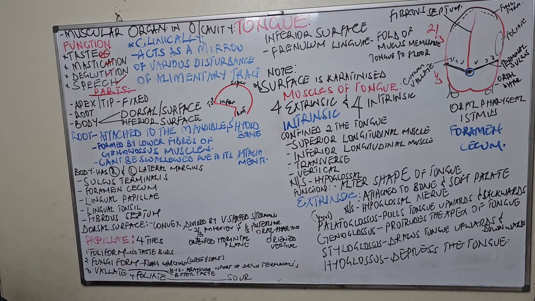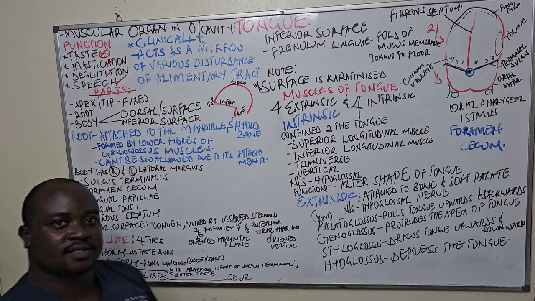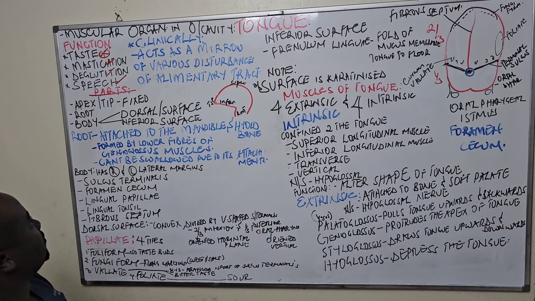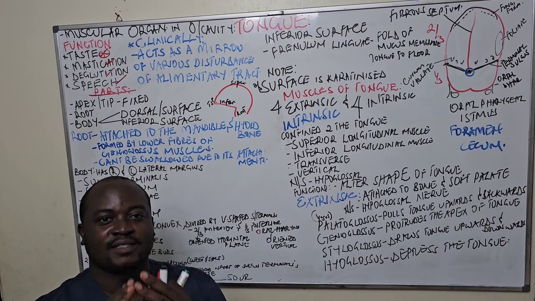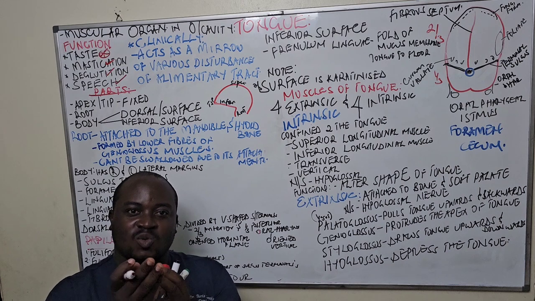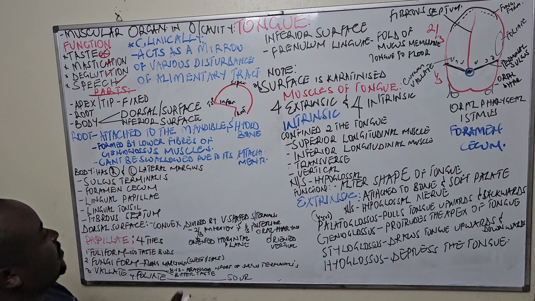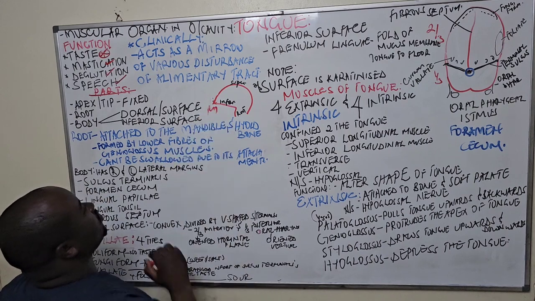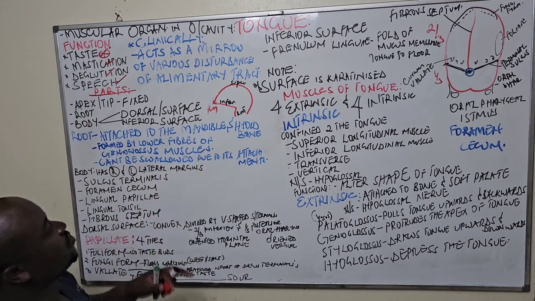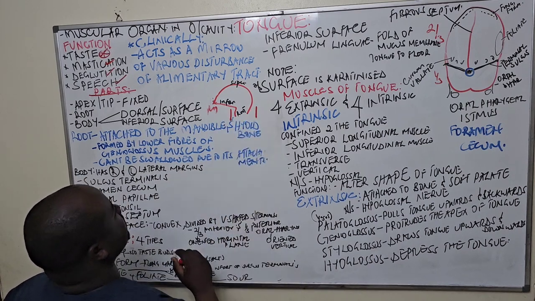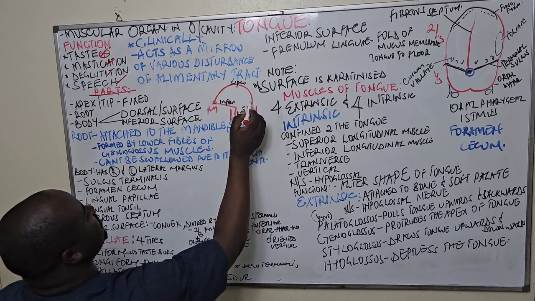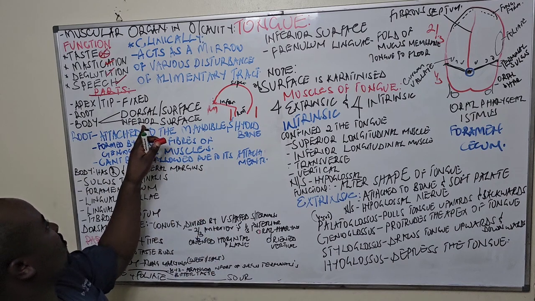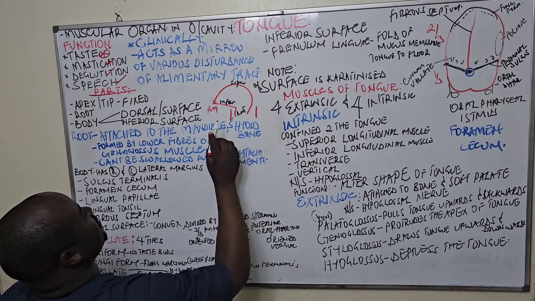The tongue is made up of the apex, the root, and the body. The apex is the part towards the lower anteriors, towards the tip. This is where the teeth are. The root is where it is firmly attached down. Then the rest, what is remaining, is the body. And the body is made up of the dorsal part, which is the superior part, and also the inferior part.